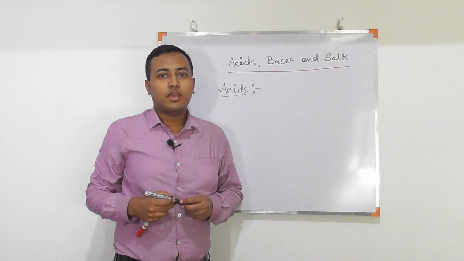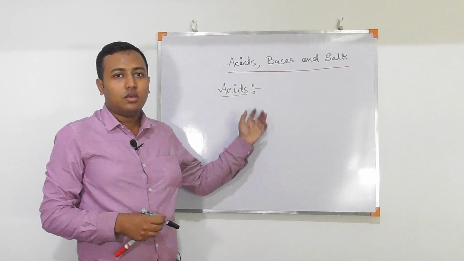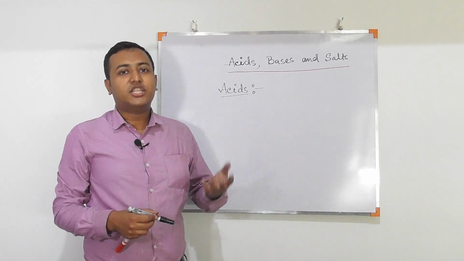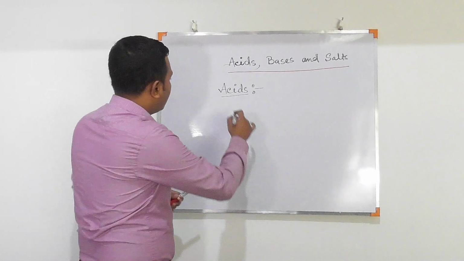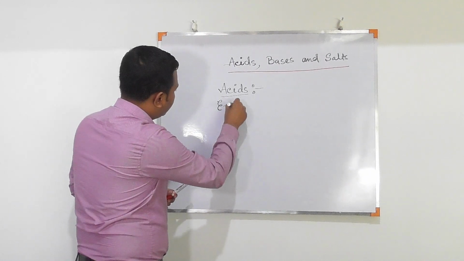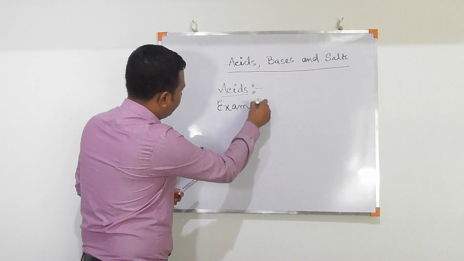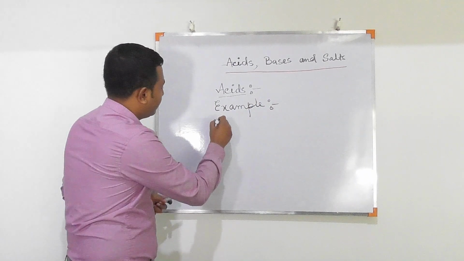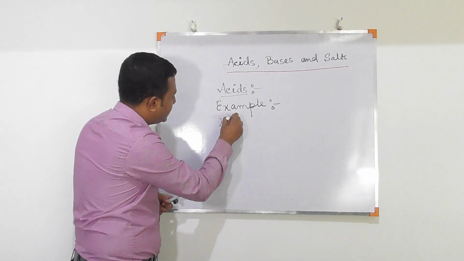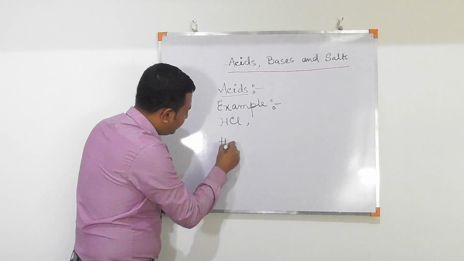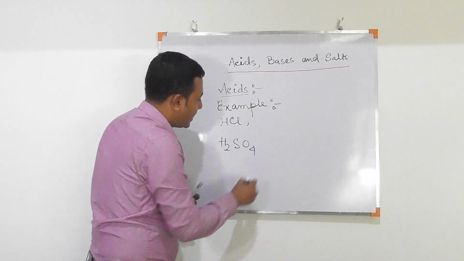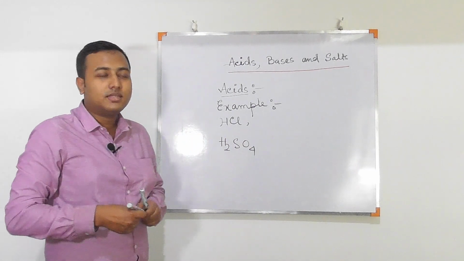What are acids? Acids are the species which can give H plus ion in aqueous solution. First we can start with some examples. Acids are hydrochloric acid, HCl, and sulfuric acid, H2SO4. Why are these acids?